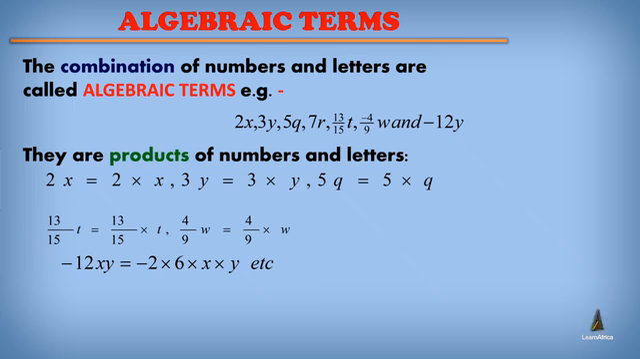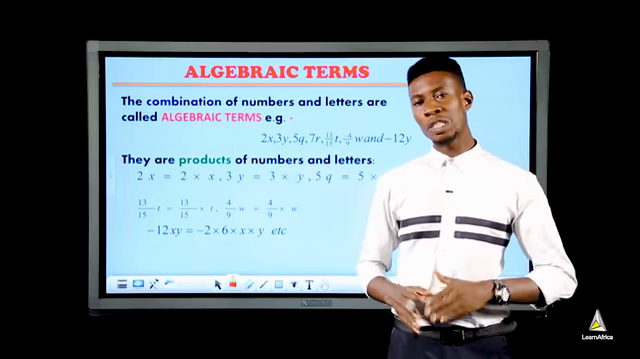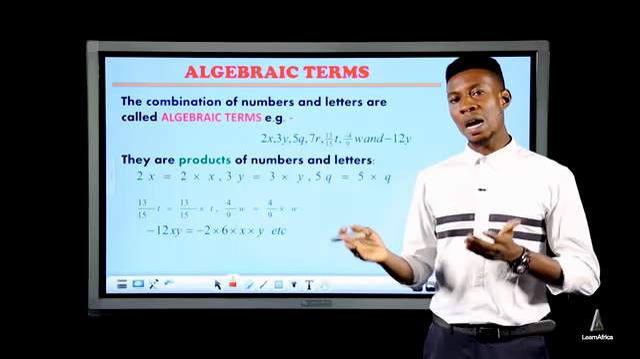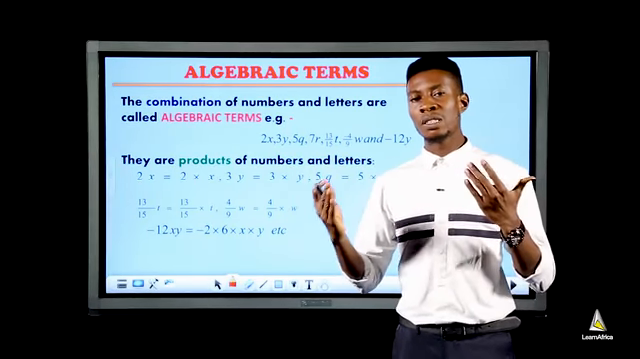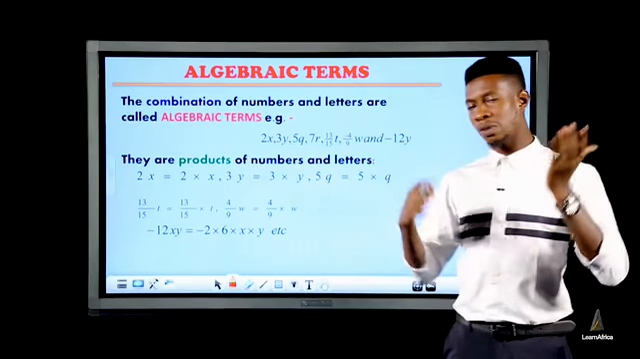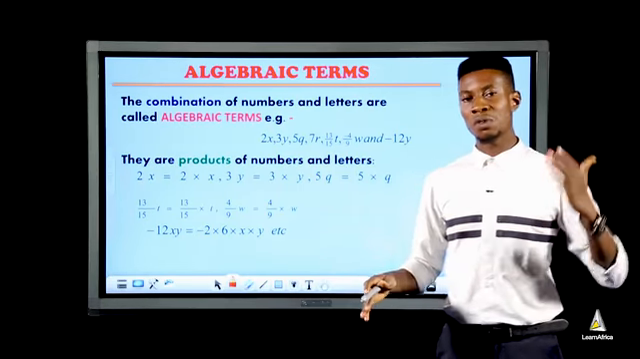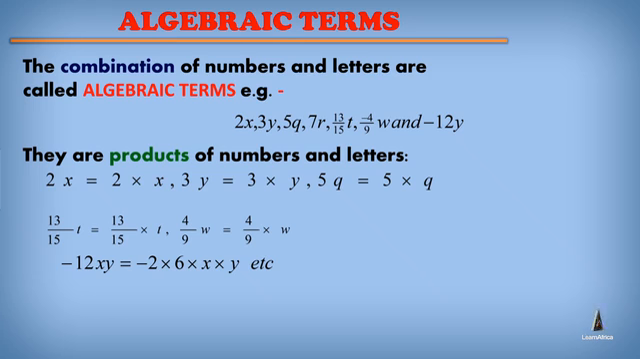Now, when we talk about algebraic terms, it has to do with the combination of these letters and numbers. You know the numbers from 0 to 9, and the alphabets from A to Z can also stand as these algebraic terms. So we combine these letters and numbers, and they are algebraic terms. For example, we have 2x, 3y, 5q, 7r, 13 over 15t, minus 4 over 9w, and minus 12y.